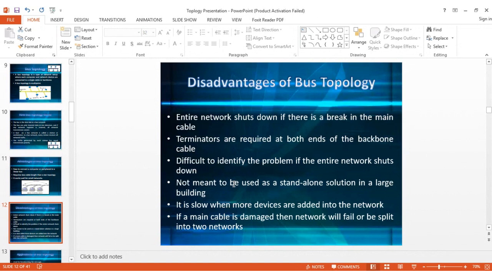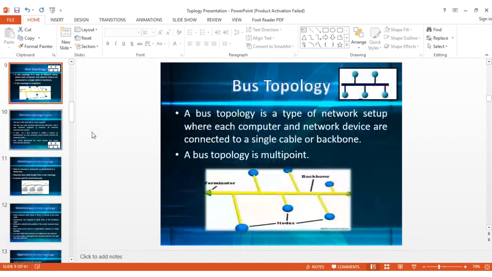And still, terminators are required at both ends of the backbone cable. We require them here. Look at this diagram here, because the terminators are here. They are here. And we require them at the ends of the cable.